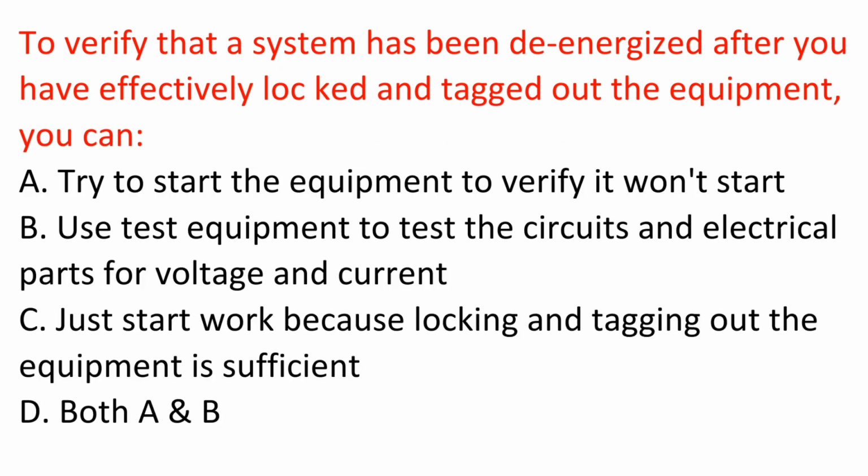Question. To verify that a system has been de-energized after you have effectively locked and tagged out the equipment, you can A. Try to start the equipment to verify it won't start. B. Use test equipment to test the circuits and electrical parts for voltage and current. C. Just start work because locking and tagging out the equipment is sufficient. D. Both A and B. Answer. D. Both A and B.